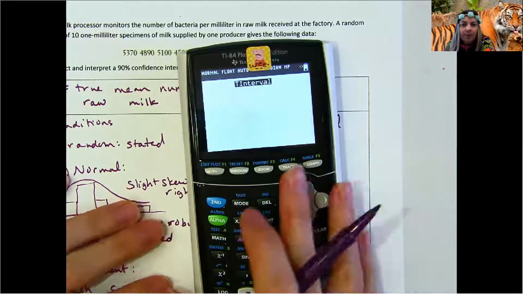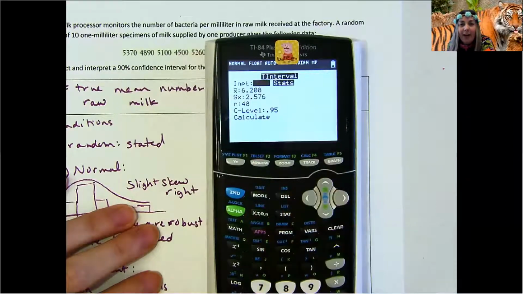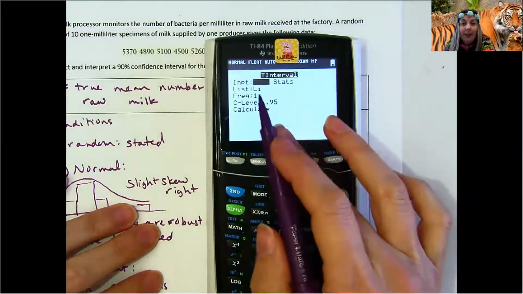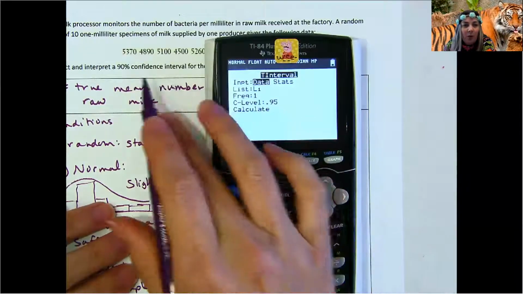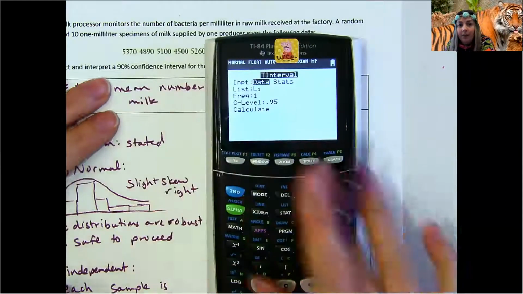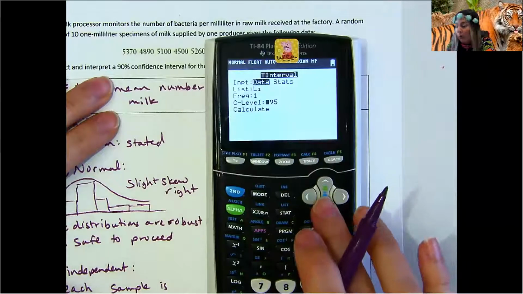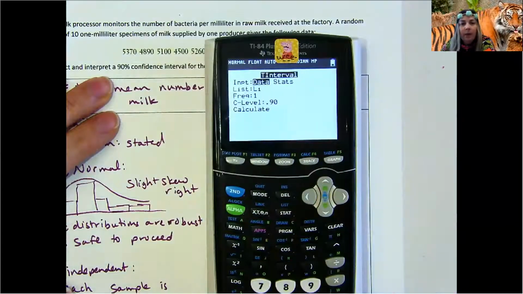Okay, so this time we have data. So I'm going to click data. The data is in list 1. We want to do a 90% confidence interval, so change that to 90. And then calculate.